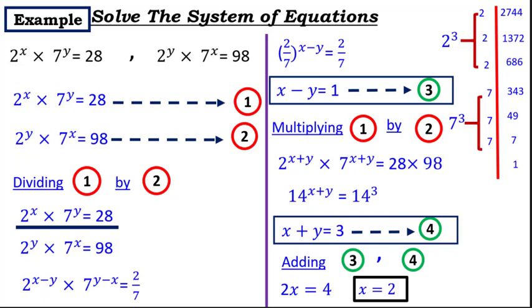How can we find the value of y? You can just substitute the value of x in equation 1, equation 3, or equation 4. When we write in equation 4, 2 plus y equals 3, 2 plus what equals 3? 2 plus 1. We can find it mentally. Then y equals 1. So we have x equals 2 and y equals 1.